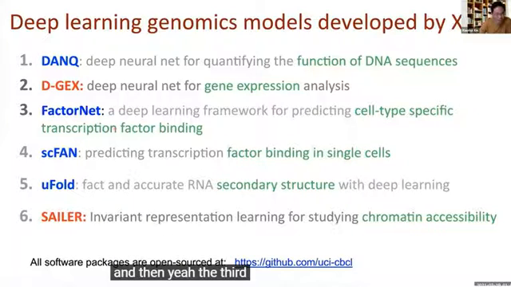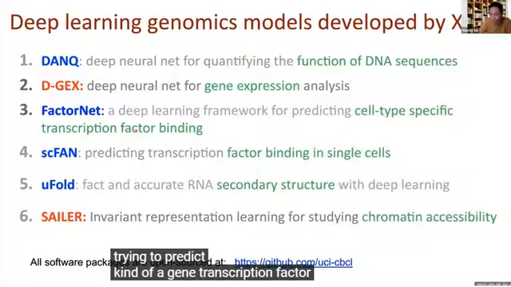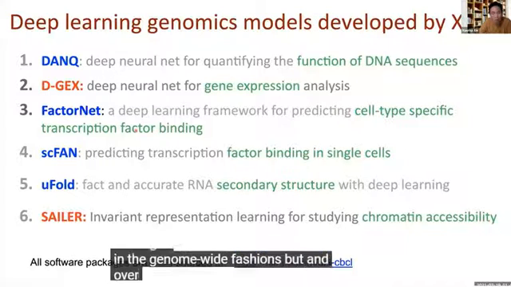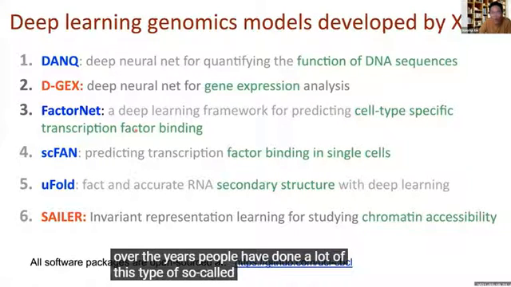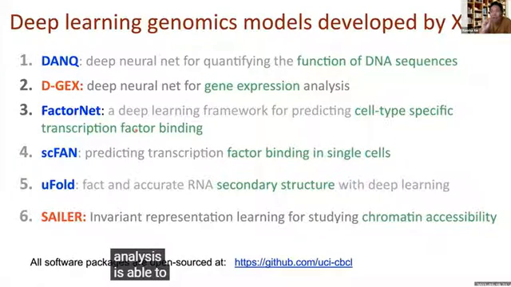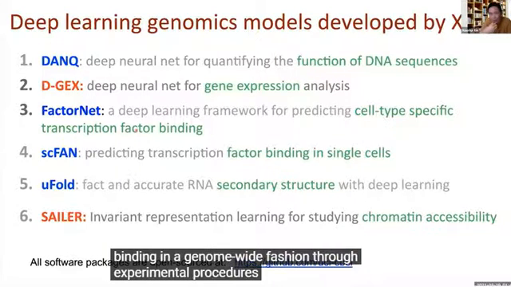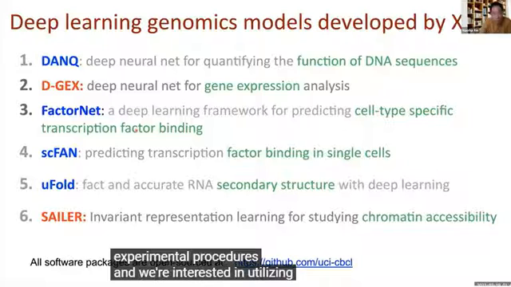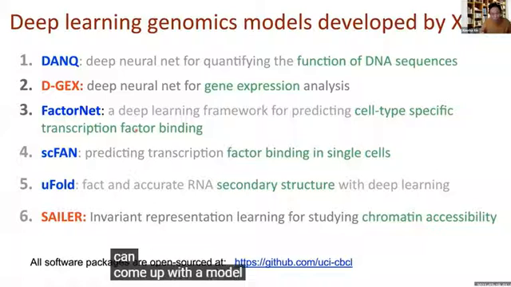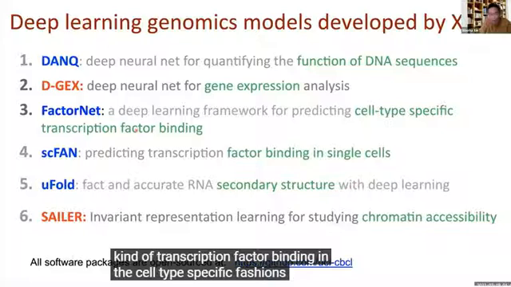And then the third one is FactorNet. This is the one where we're trying to predict transcription factor binding in the genome in a genome-wide fashion. Over the years, people have done a lot of so-called ChIP-seq analysis, which is able to identify transcription factor binding genome-wide through experimental procedures. We're interested in utilizing those large-scale data sets to see whether we can come up with a model that can predict transcription factor binding in a cell type specific fashion.